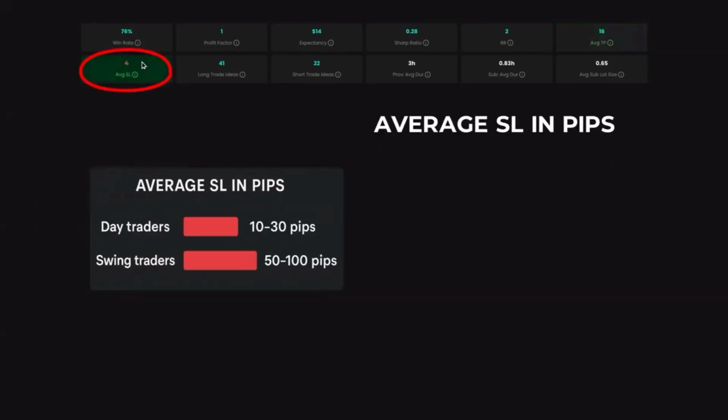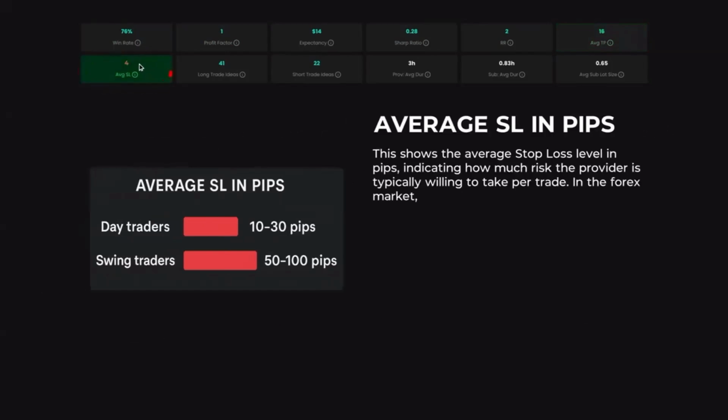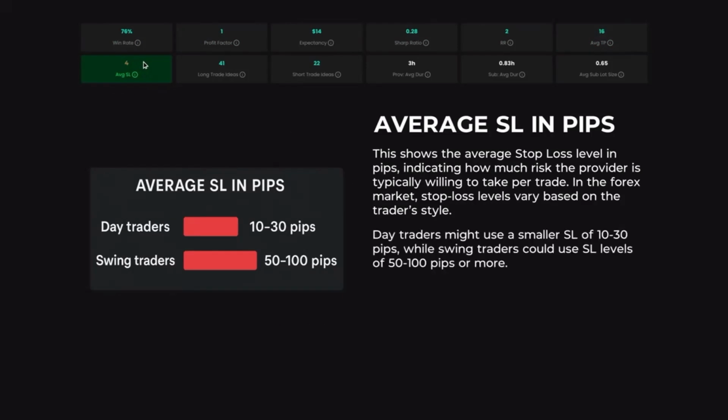Average SL in pips. This shows the average stop-loss level in pips, indicating how much risk the provider is typically willing to take per trade. In the Forex market, stop-loss levels vary based on the trader's style. Day traders might use a smaller stop-loss of 10 to 30 pips, while swing traders could use stop-loss levels of 50 to 100 pips or more. A tighter SL generally limits risk but can result in more frequent stop-outs.